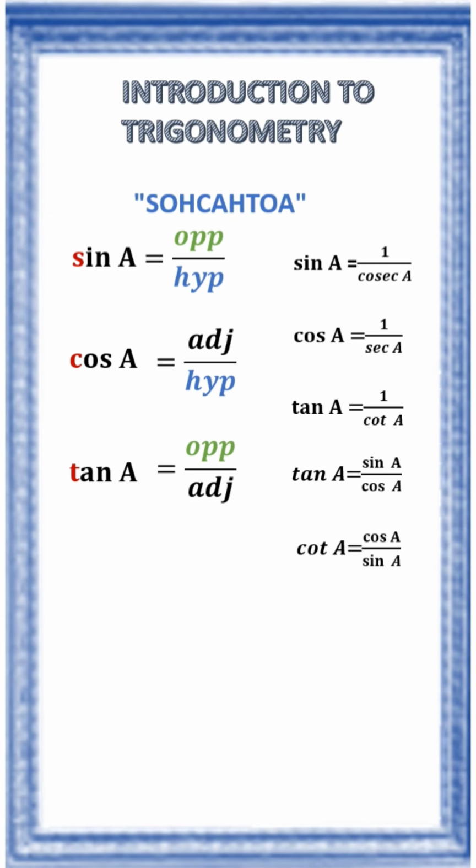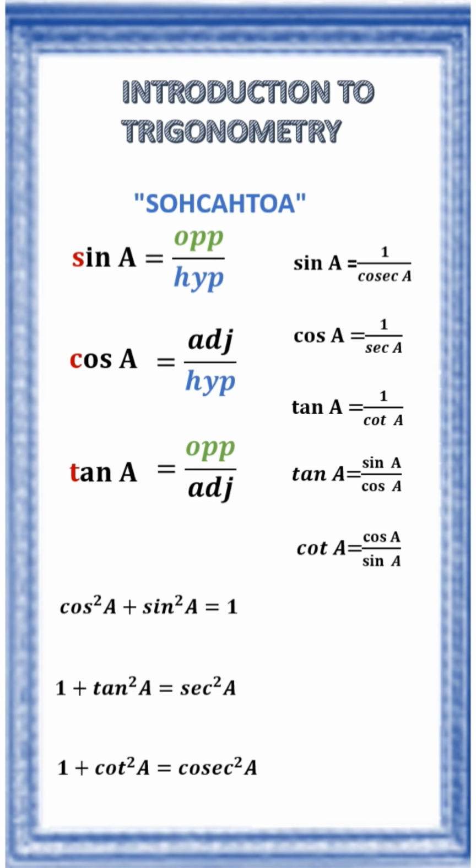These are the important Pythagorean identities. Cos square A plus sin square A is equal to 1. 1 plus tan square A is equal to secant square A. 1 plus cot square A is equal to cosecant square A.